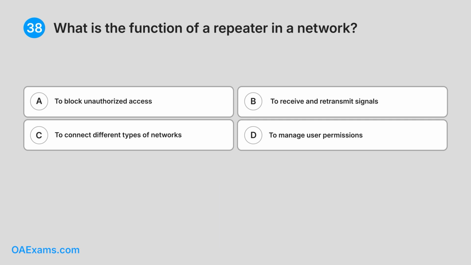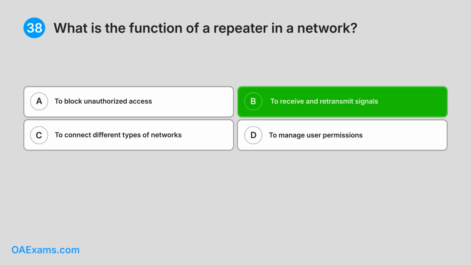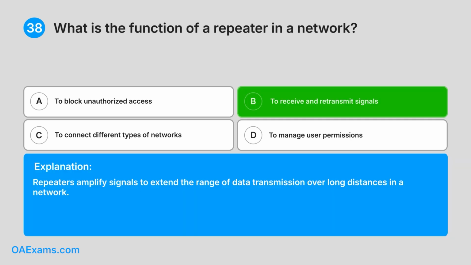Correct answer. B. To receive and retransmit signals. Explanation. Repeaters amplify signals to extend the range of data transmission over long distances in a network.